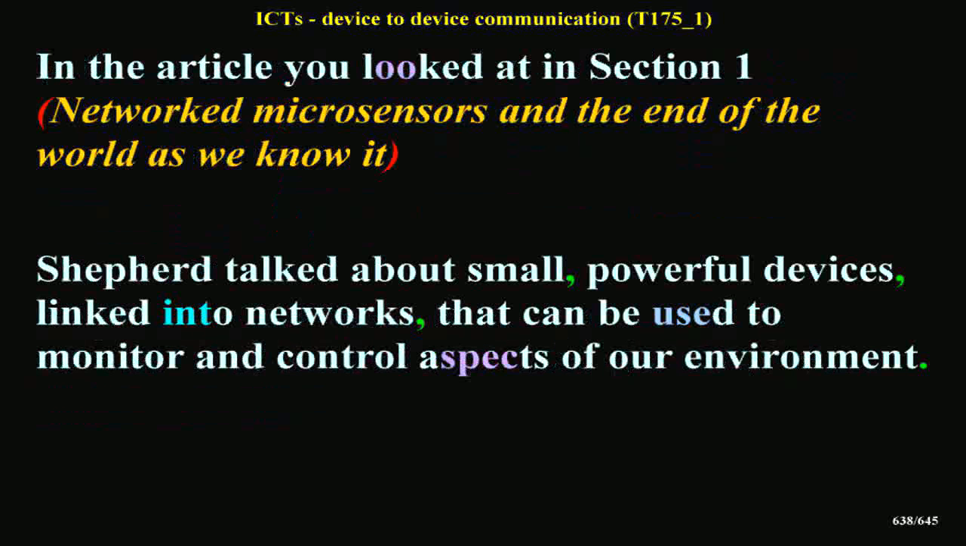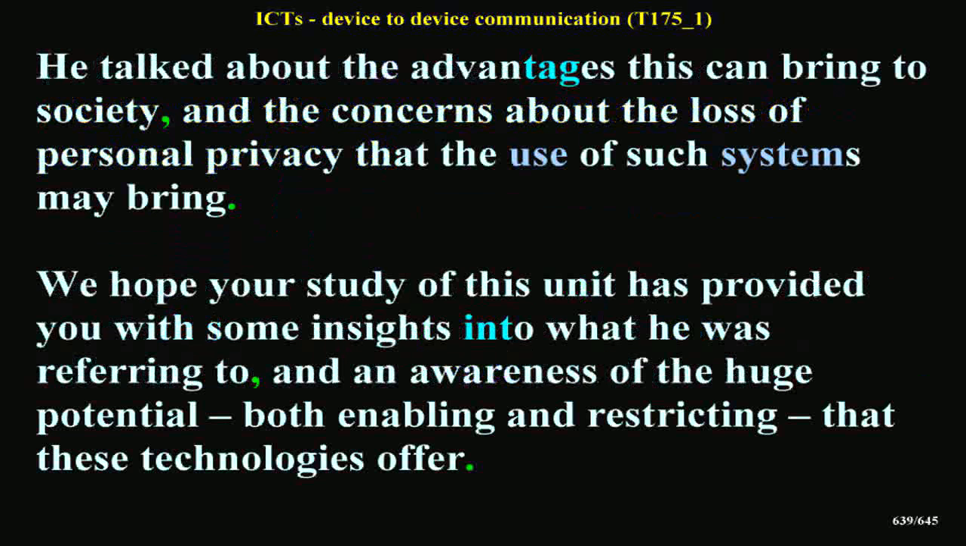In the article you looked at in Section 1, Networked Microsensors and the End of the World as We Know It, Shepard talked about small, powerful devices linked into networks that can be used to monitor and control aspects of our environment. He talked about the advantages this can bring to society, and the concerns about the loss of personal privacy that the use of such systems may bring. We hope your study of this unit has provided you with some insights into what he was referring to, and an awareness of the huge potential, both enabling and restricting, that these technologies offer.